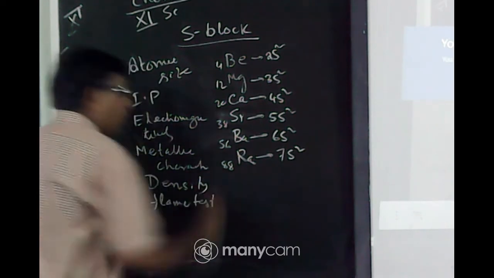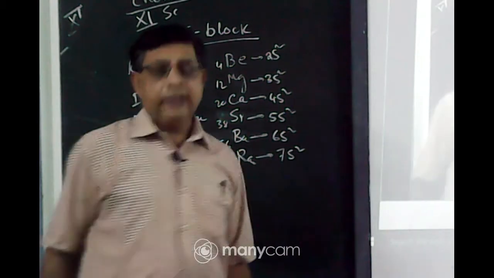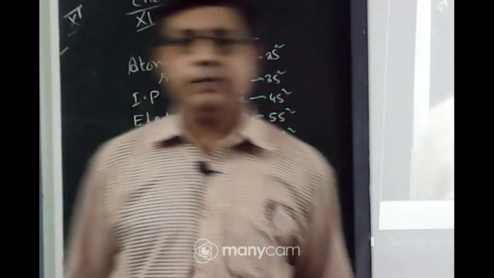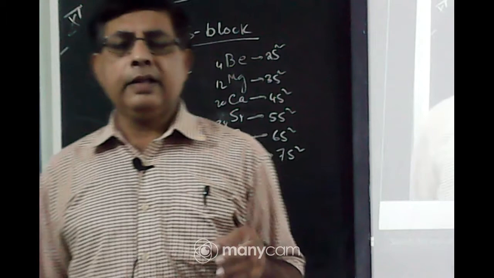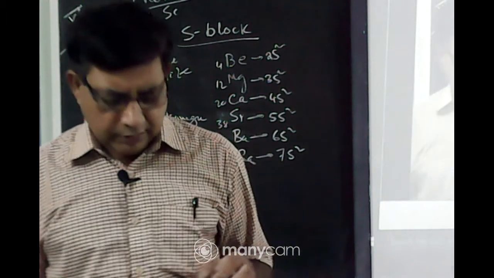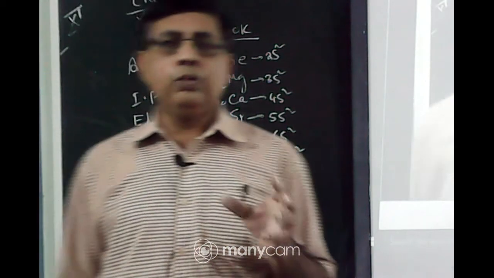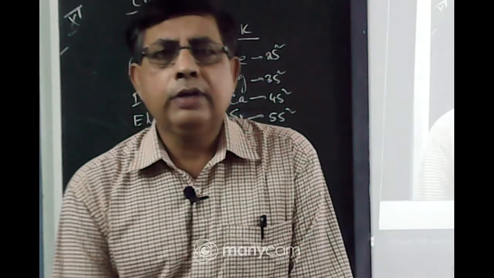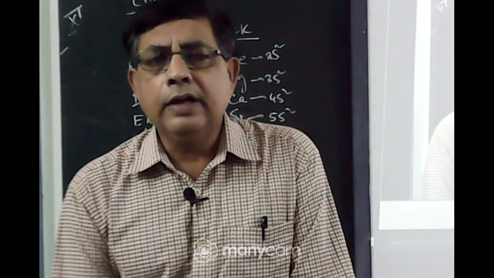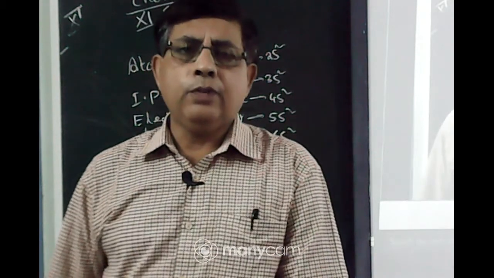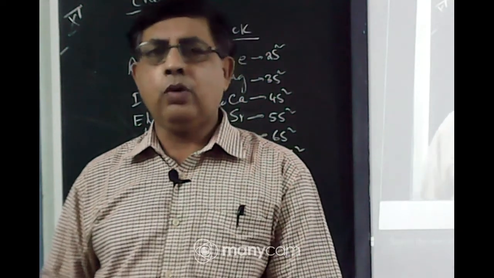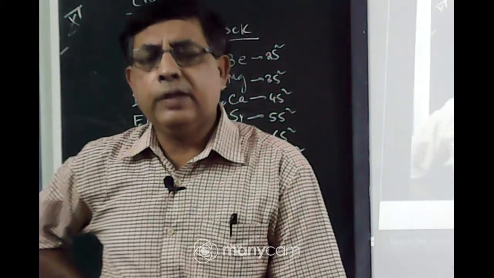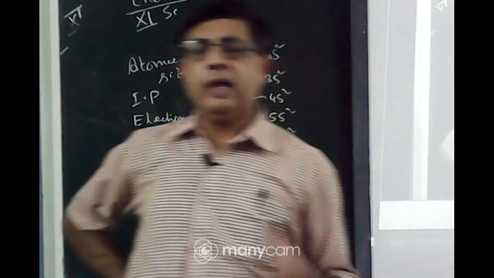Flame test. All alkaline earth metals except beryllium and magnesium give a characteristic color to the flame. Beryllium and magnesium do not respond to the flame test. This is because, due to their smaller size, they have very high IP values. Due to the greater IP value, the ordinary heat energy of the flame cannot excite their electrons from a lower level to a higher level. So they do not give any flame test, but calcium, barium, strontium have low IP values.